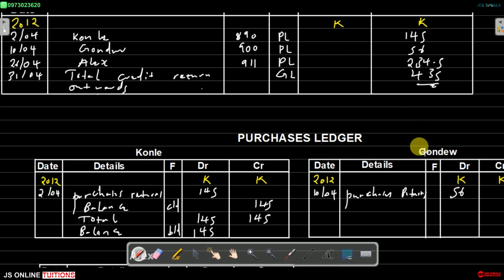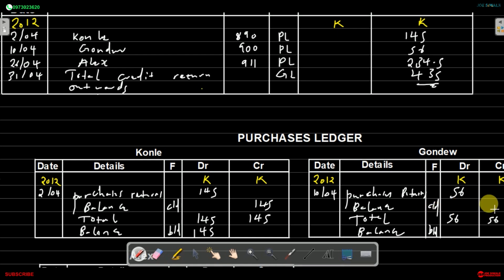And since we only had one type of transaction that was involving Kondwe, that means that we can balance up this account. So we can say balance carried down, the total there, balance brought down. So that's going to be 56 on the debit side, 56 on the credit side. So the balance carried down is going to be shown on the credit side there as 56. Then the balance brought down is going to be shown on the debit side as 56.